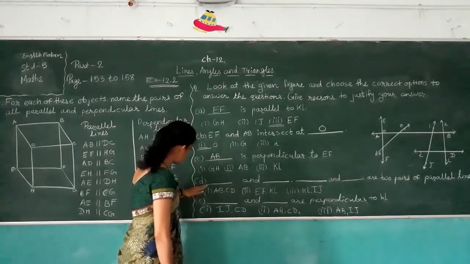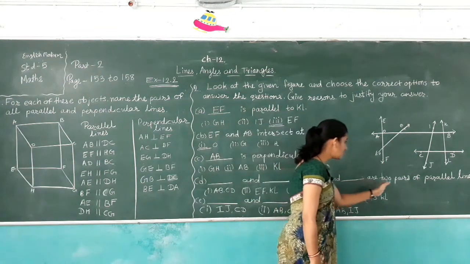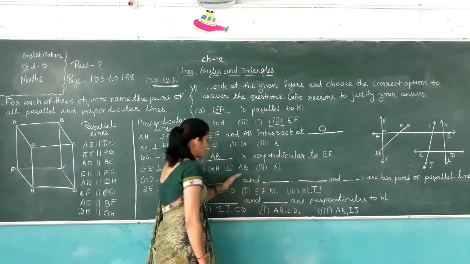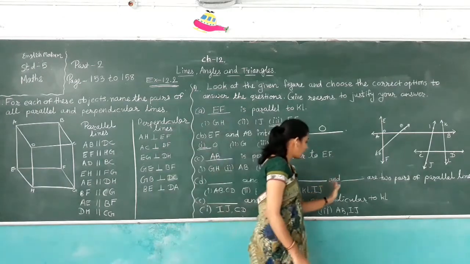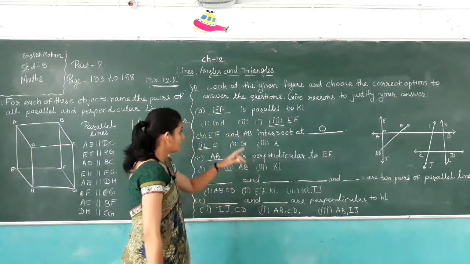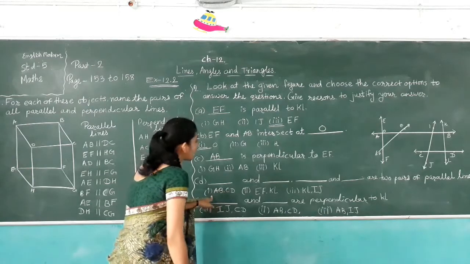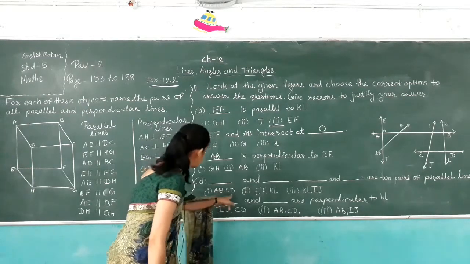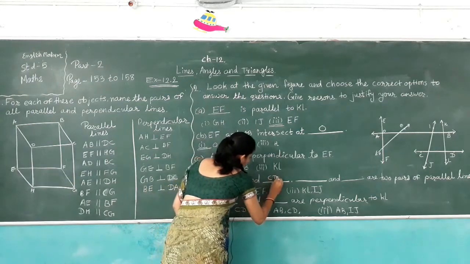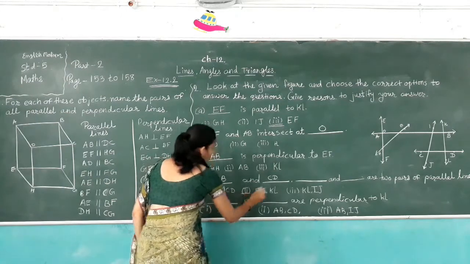So look here, blank and blank, and blank and blank are two pairs of parallel lines. Which ones are the parallel lines? First AB and CD. Another pair of parallel lines is EF and KL.